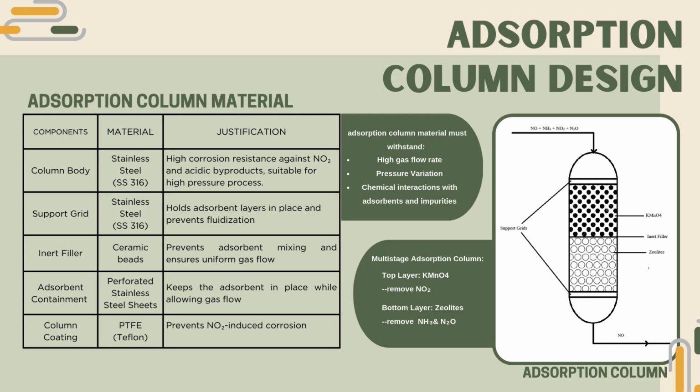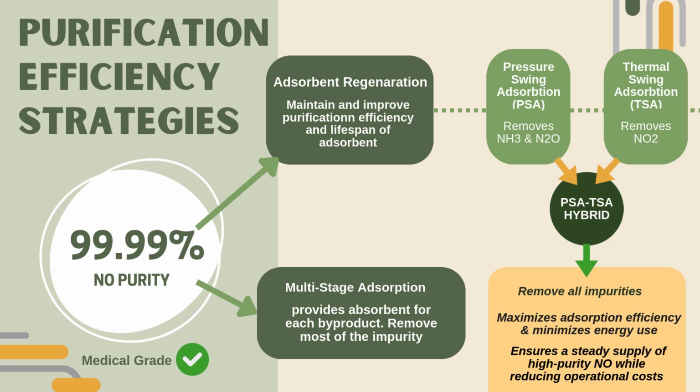Since this is a multi-stage column, the top layer uses KMnO4 as adsorbent to remove NO2, while the bottom layer is filled with zeolites that target NH3 and N2O. These chosen materials and stage design ensure efficient and durable impurities removal even under demanding conditions. Now let's look at our purification efficiency strategies.